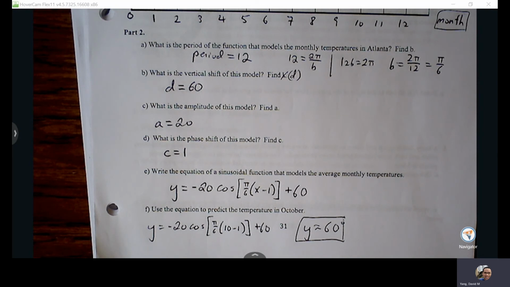I got 40 and I got 60. You did it wrong. It's okay. Doesn't have to be exactly 600.